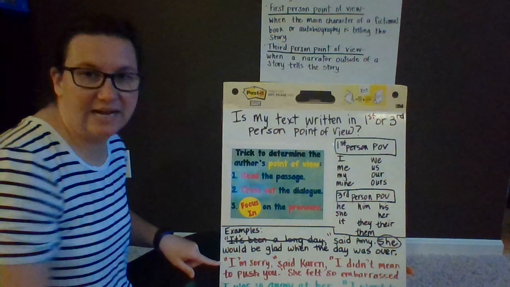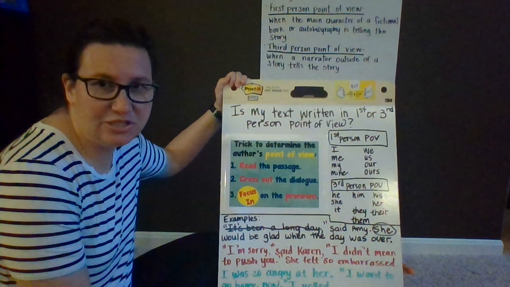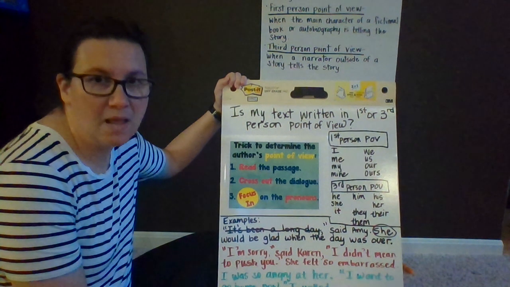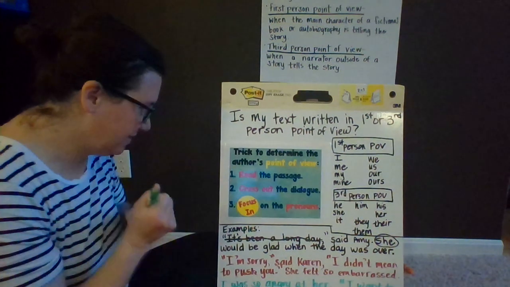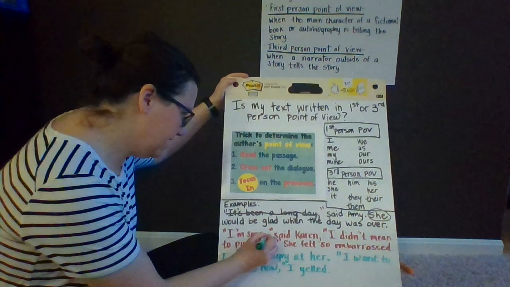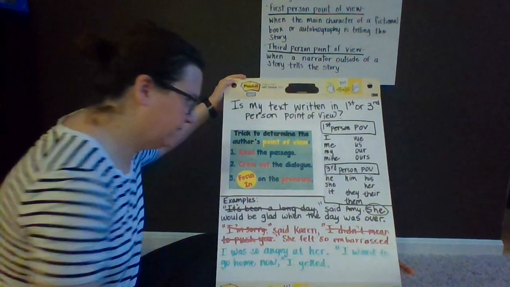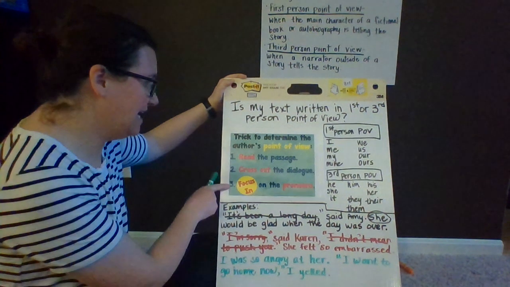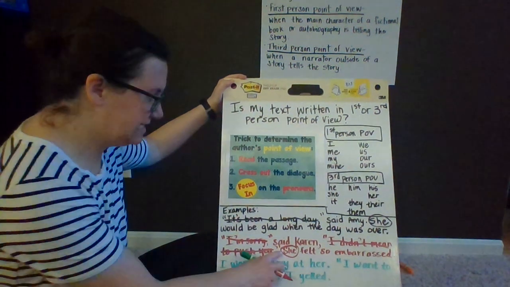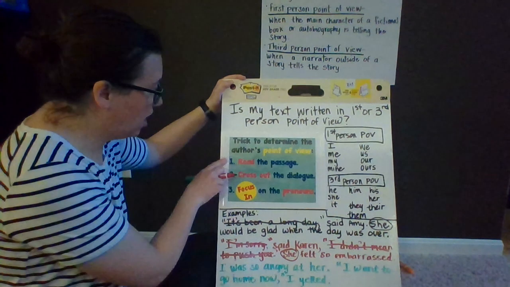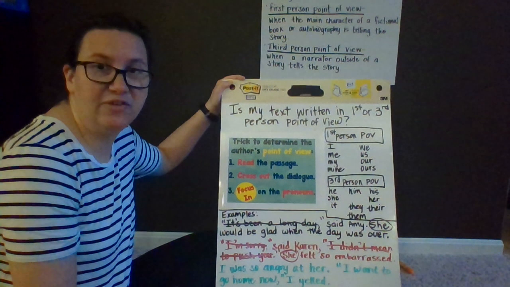Now let's take a look at the red sentence down below. It says, "I'm sorry," said Karen. "I didn't mean to push you." She felt so embarrassed. First thing I'm going to do, I read the passage. Second step is to cross out the dialogue. So I'm going to cross off, "I'm sorry." And I'm going to cross off, "I didn't mean to push you." So my dialogue's crossed off, and now I can focus in on the pronouns. I see another she. So according to our trick, she lends itself to saying that it's a third person point of view.